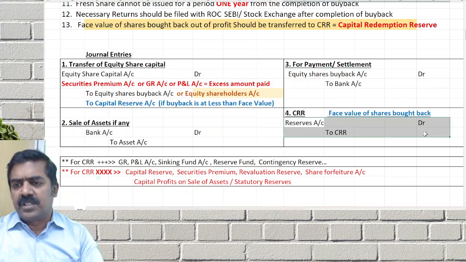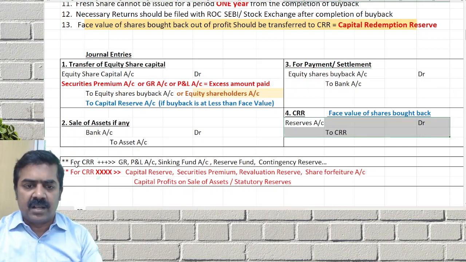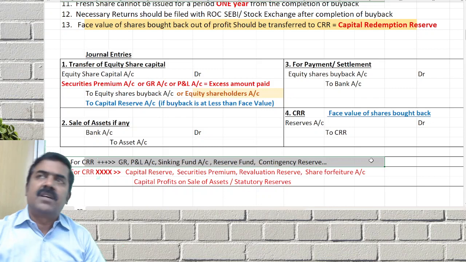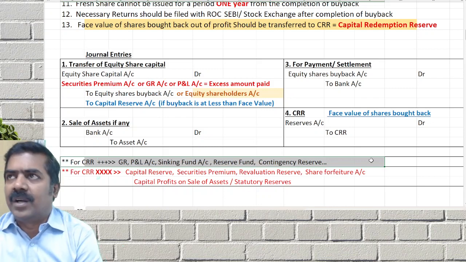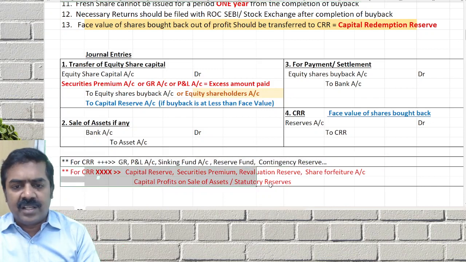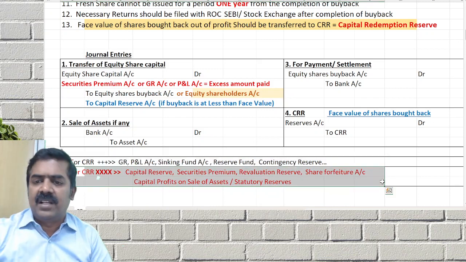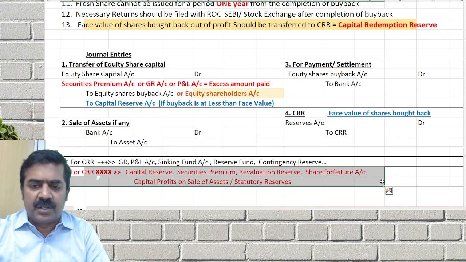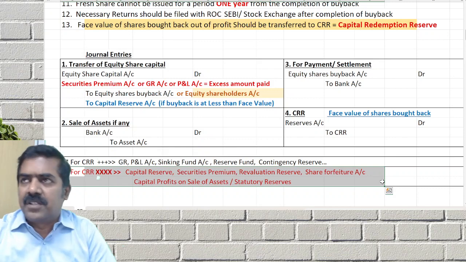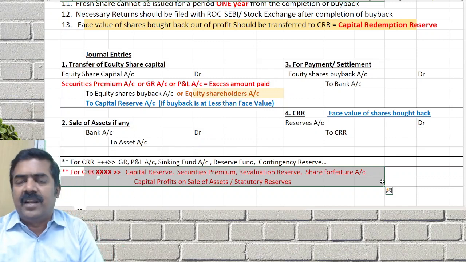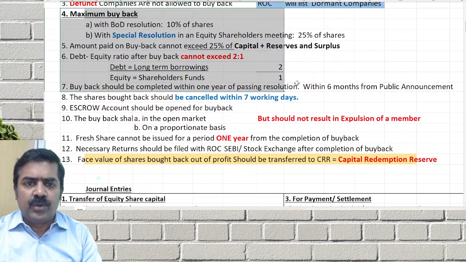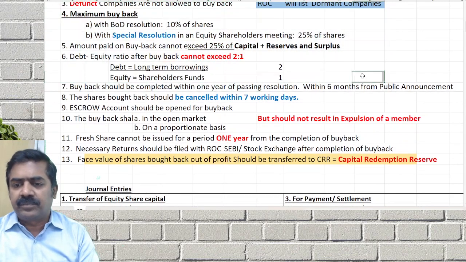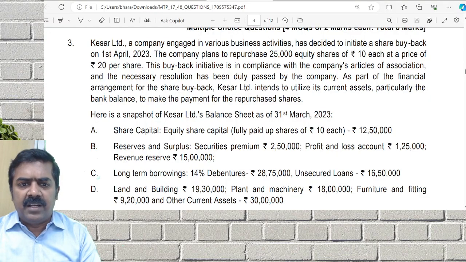Sell the assets if necessary, make the payment to them. Then we use reserves for creating which one? CRR. We can use all the revenue reserves like general reserve, P&L account, sinking fund, reserve fund, or what? Contingency reserve. But you cannot create it out of capital reserve, revaluation reserve, securities premium and so on. Statutory reserves cannot be used for what? Creating CRR. For solving the numerical question, 4, 5, 6 matters. Okay.